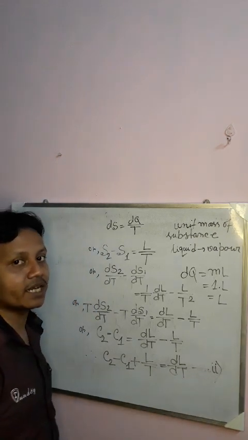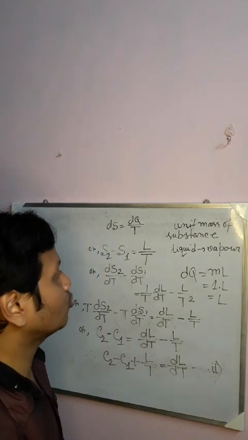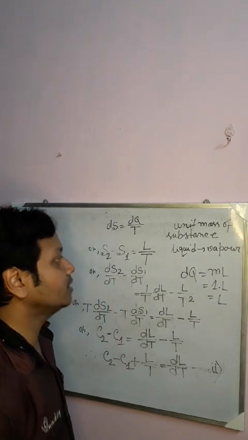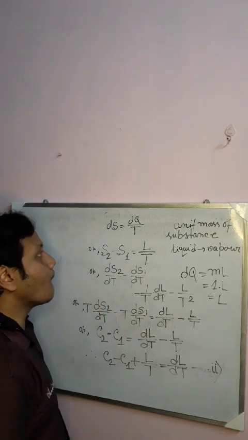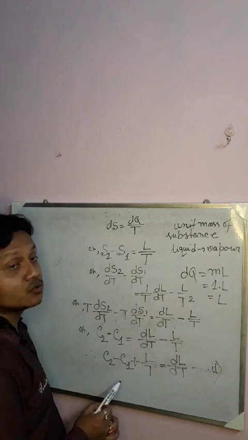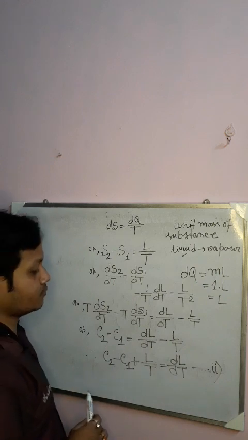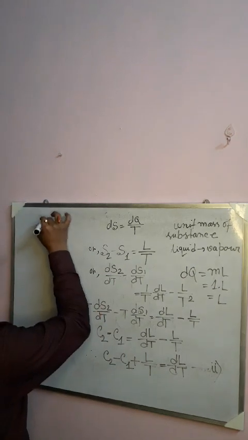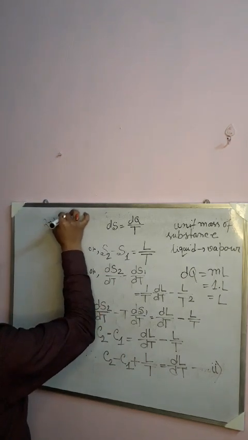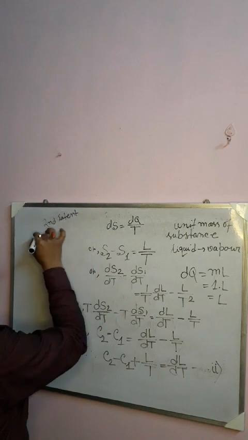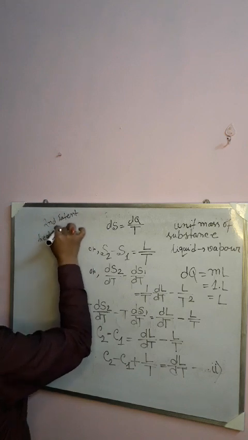This is by assuming that a unit mass of substance undergoes the change of state from liquid to vapor, where C1 and C2 are the specific heats in the liquid and vapor states respectively. So this represents the second latent heat equation.